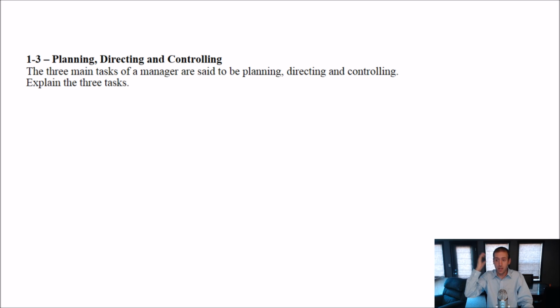Controlling is, okay, at the end of the month, we look back and see how we did and revisit our big plan, or at the end of the year. It's periodically revisiting the big picture plan to say, are we coming close to this big picture plan, or are we miles and miles away? So those are said to be the acts of a manager.